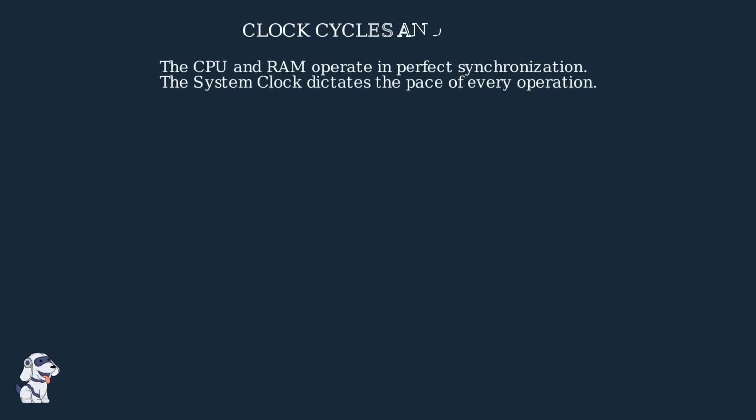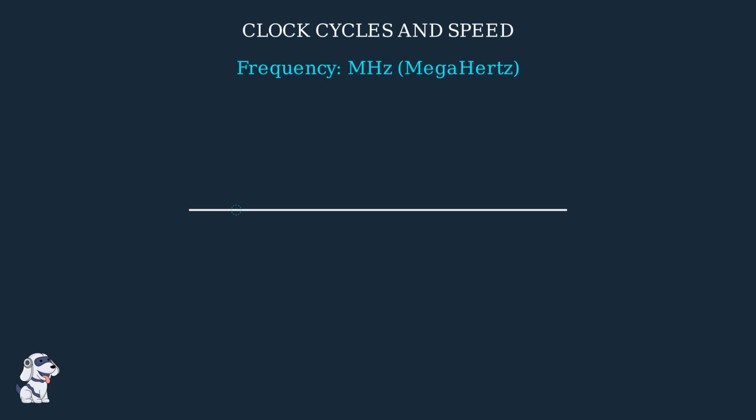The CPU and RAM operate in perfect synchronization. The system clock serves as the heartbeat of the computer, dictating the timing of every single data operation. Frequency is measured in megahertz. 1 megahertz represents 1 million clock cycles per second. Higher frequencies mean the memory can handle more operations in the same amount of time.